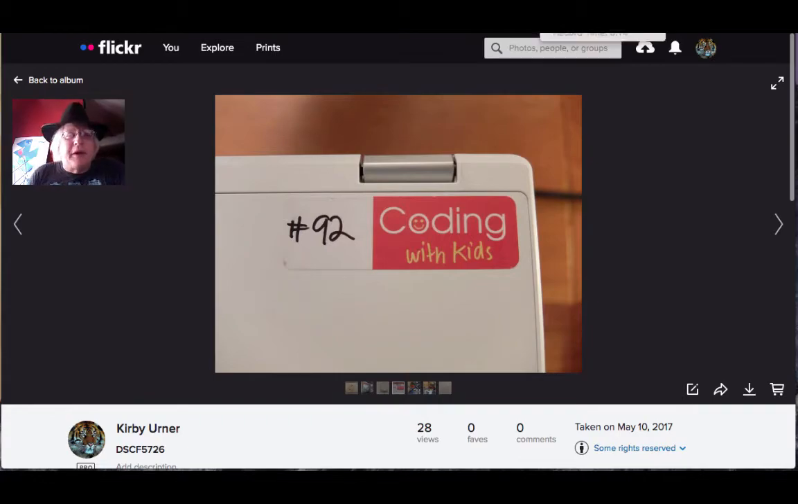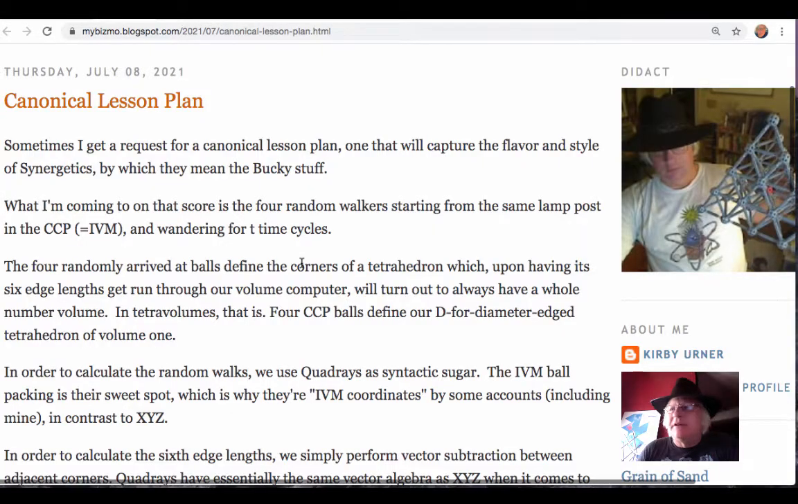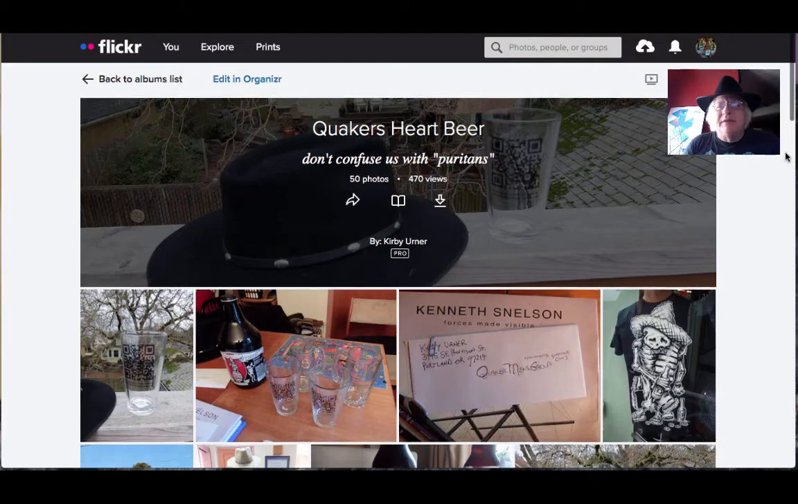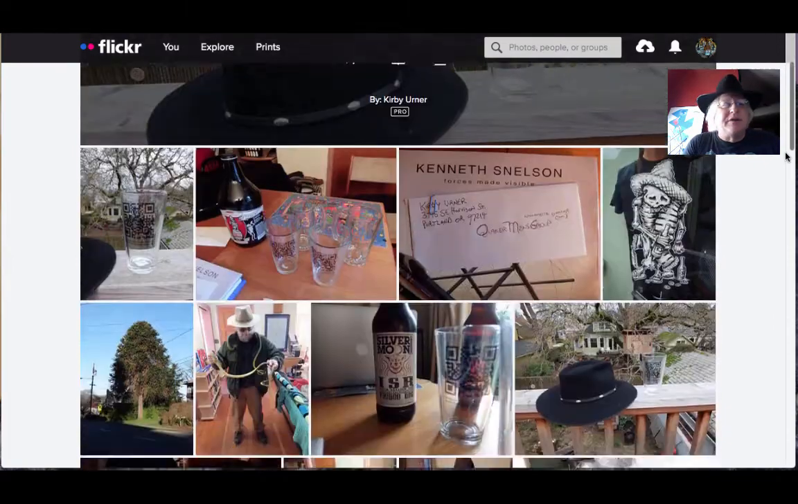I also bill, in the sense of promote, like putting on the marquee, putting on the bill, that this is Quaker influenced. Hence, partly the symbolism of the hat. You see I'm wearing it over there as well.